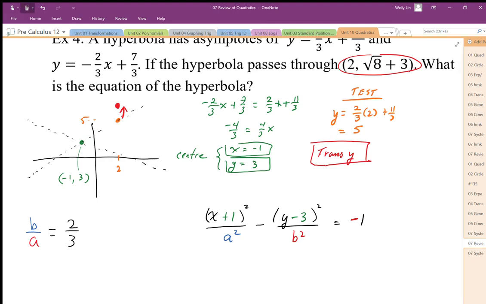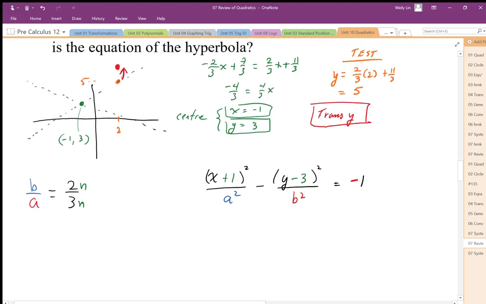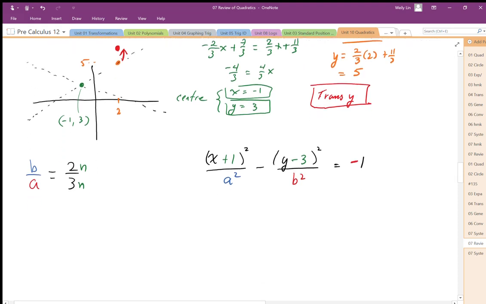However, what I can say is that 2n over 3n is equal to b over a. If that's the case, I can replace my a and b with just one variable n. And so that's what I'm going to do. I'm going to set this up like this.